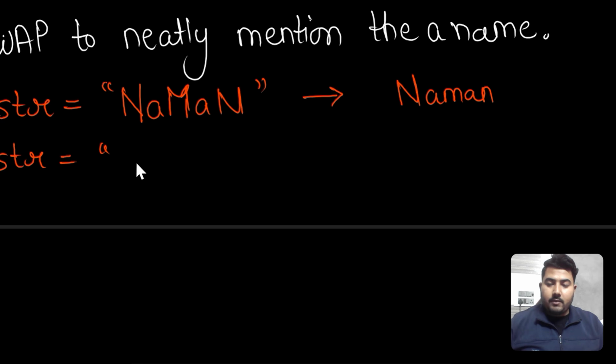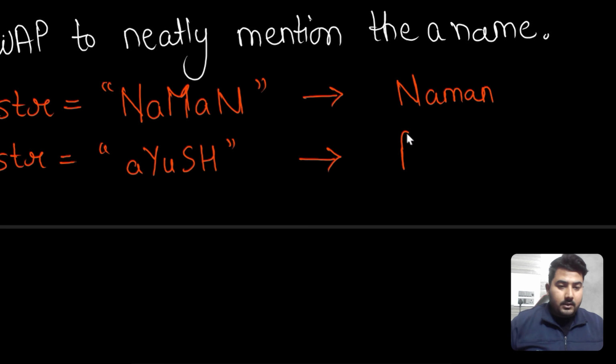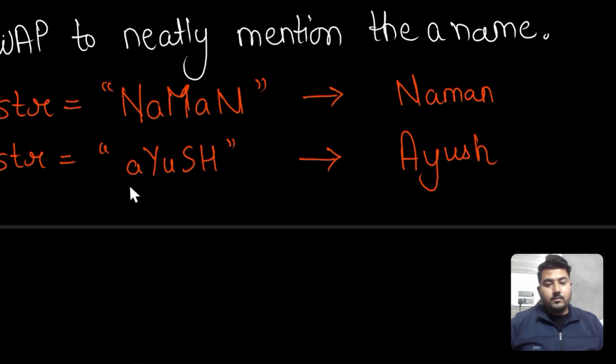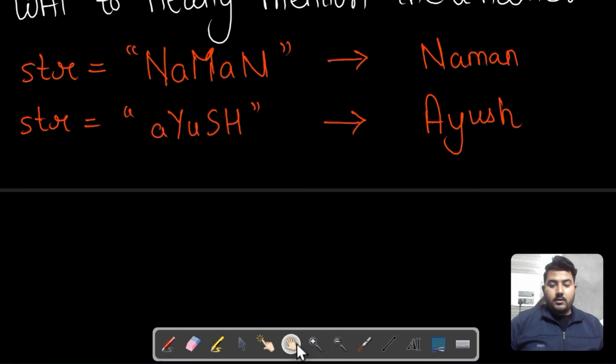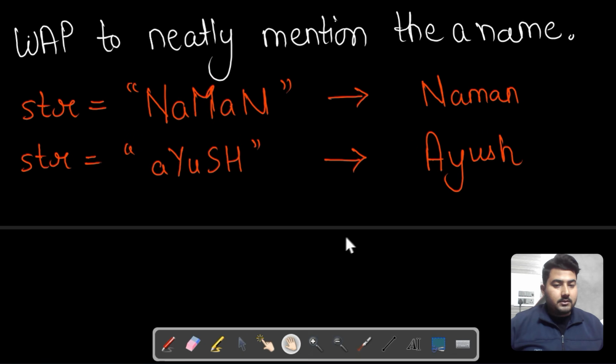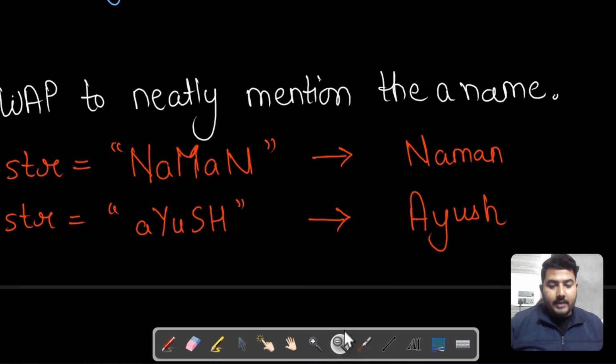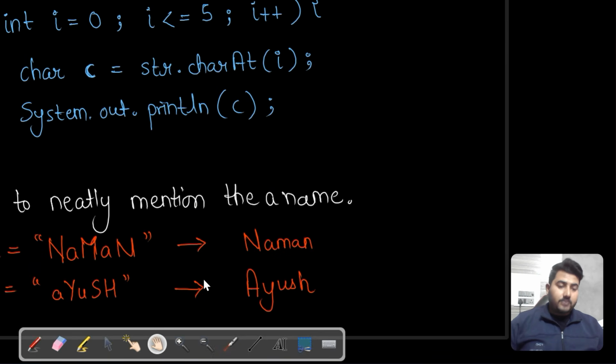Let's suppose I have another name, Ayush. Here in this case as well, your correct answer will be Ayush. Initial letters could be small as well. Try to solve this problem by yourself, and it will definitely help you understand this string concept in a much better way.